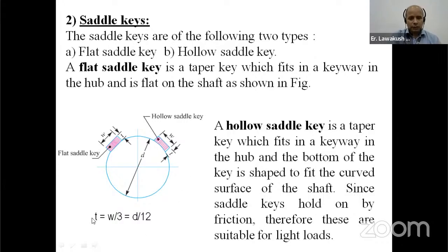This is the formula which is used for the saddle keys. Small t equal to w by 3, where w is the width of the key, and finally when we put here the value of w as discussed earlier, then finally we will get small t equal to small d by 12.